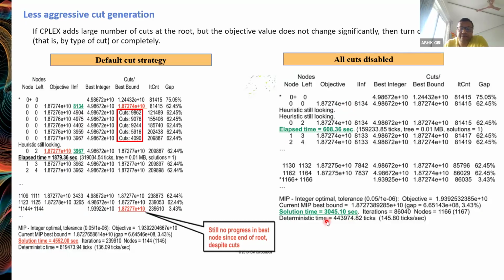If you look at this log, you can relate to all the terms that we have discussed earlier. Heuristic still looking is something we have not gone through yet, so we'll go through that later. Apart from that, I think you are familiar with all the terms.